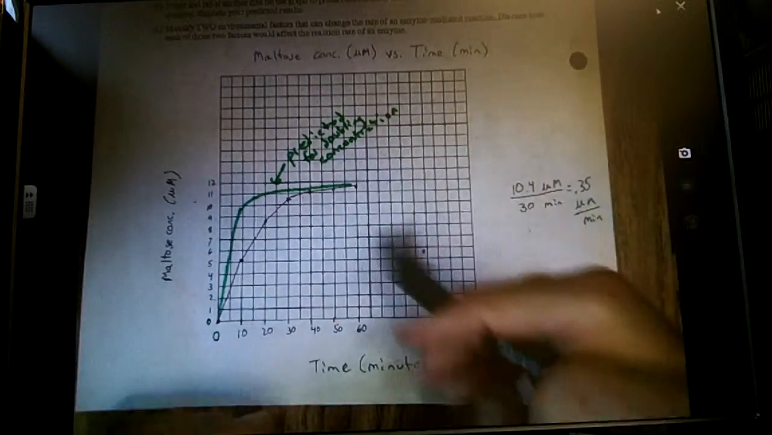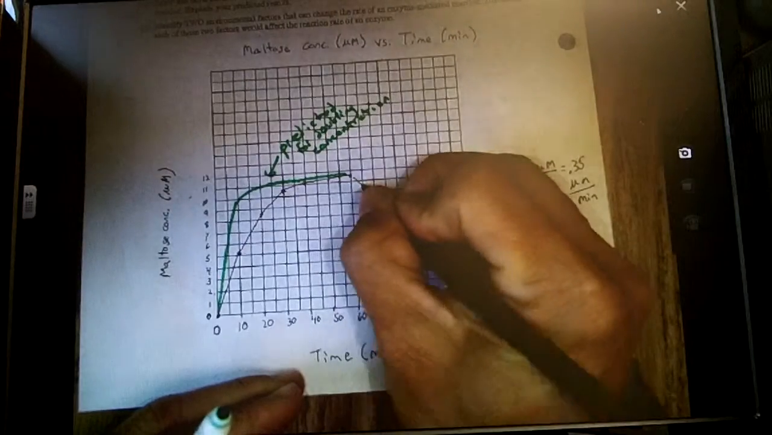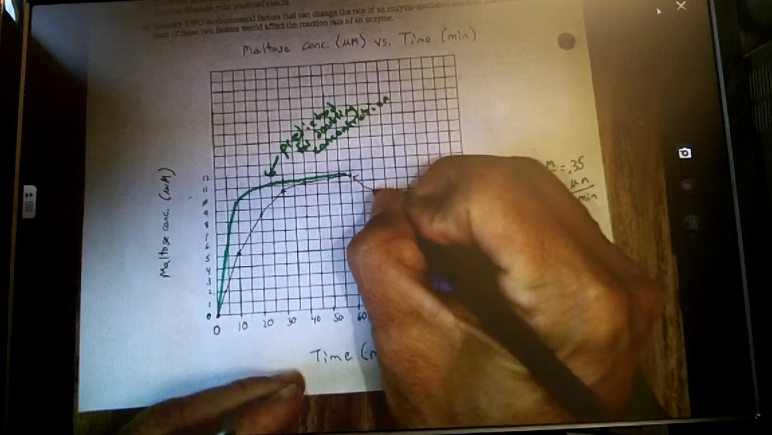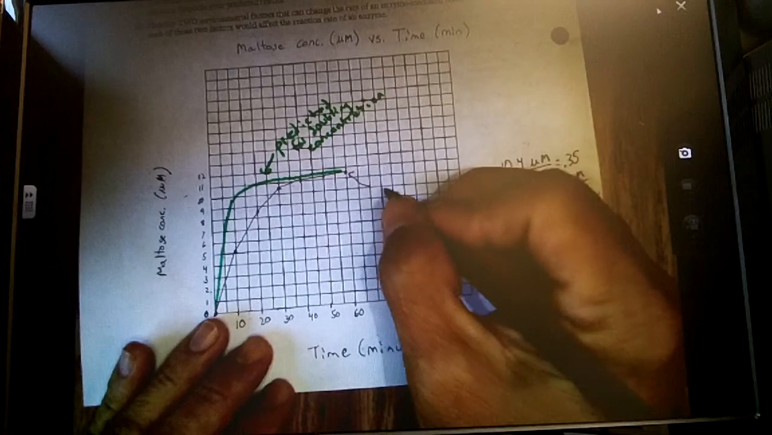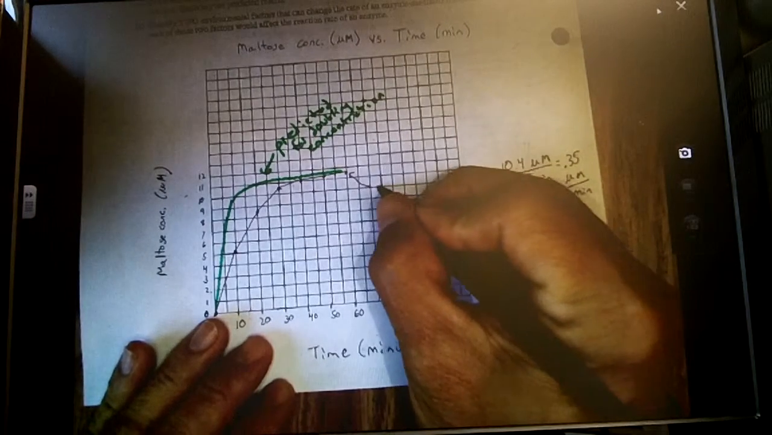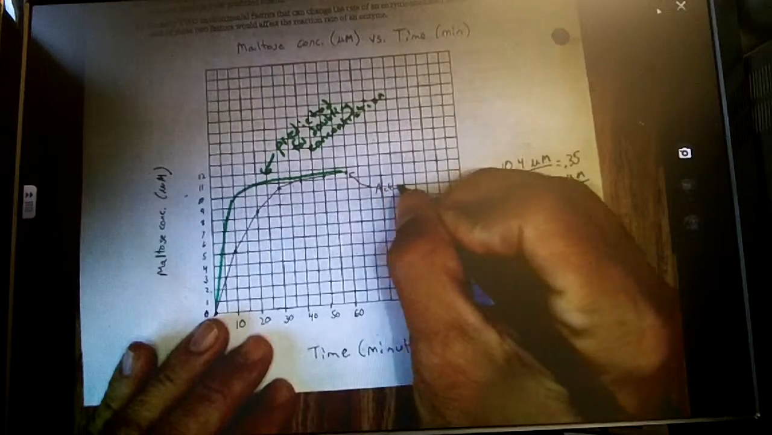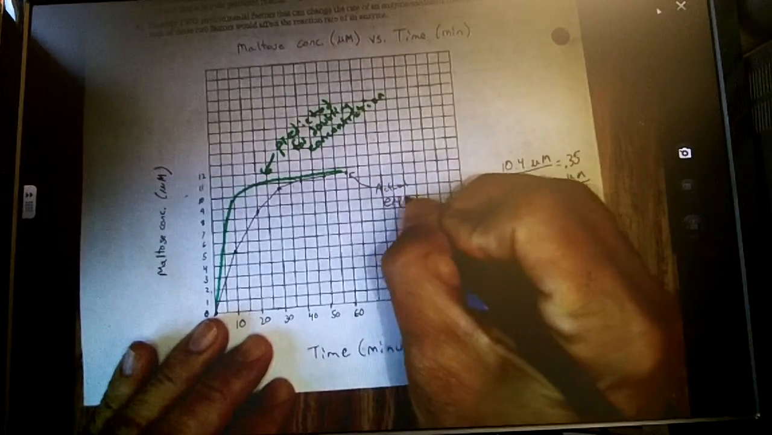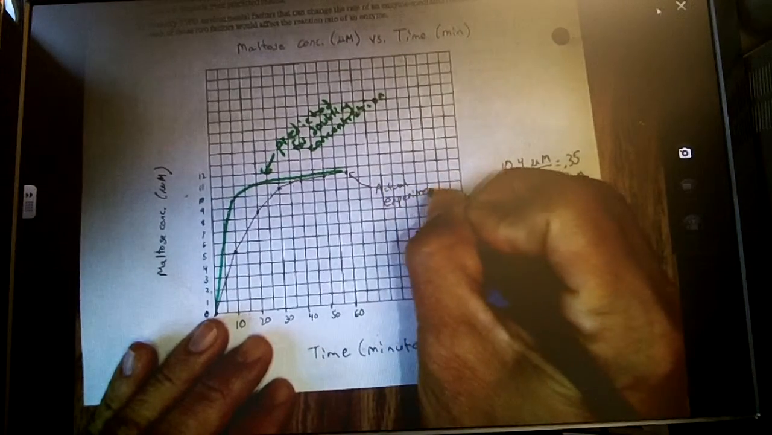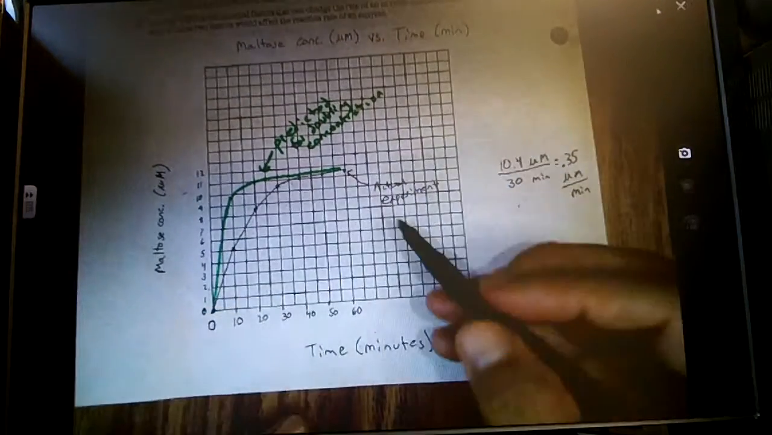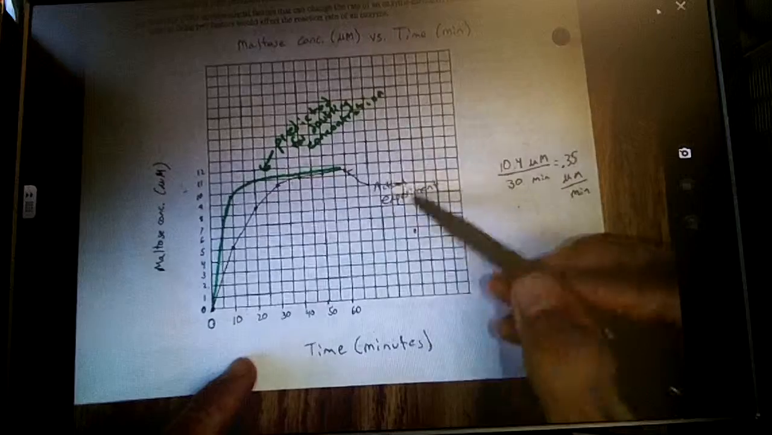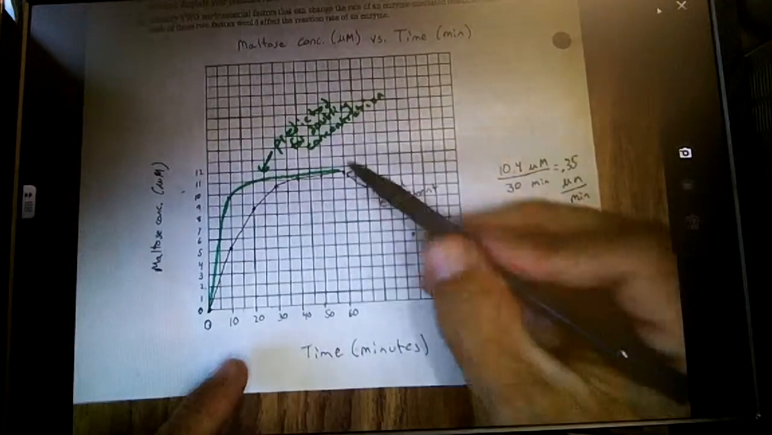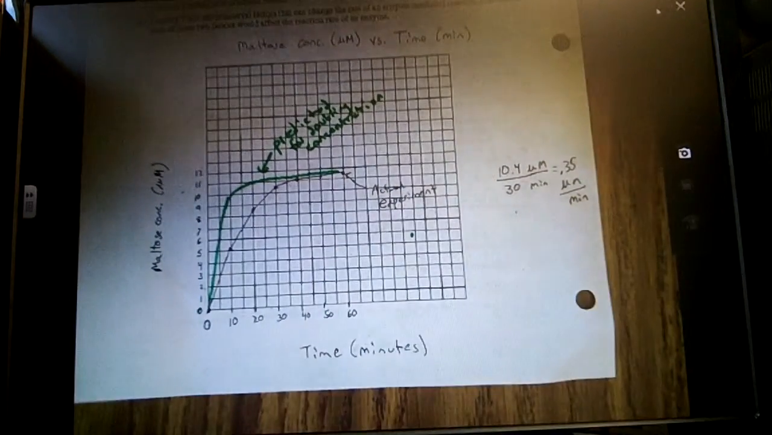So you want to label this line too. This line right here is the actual experiment. So now we know this is the actual experiment, this is the predicted line. You don't have to write these exact words, just somehow you got to show that this is your prediction.